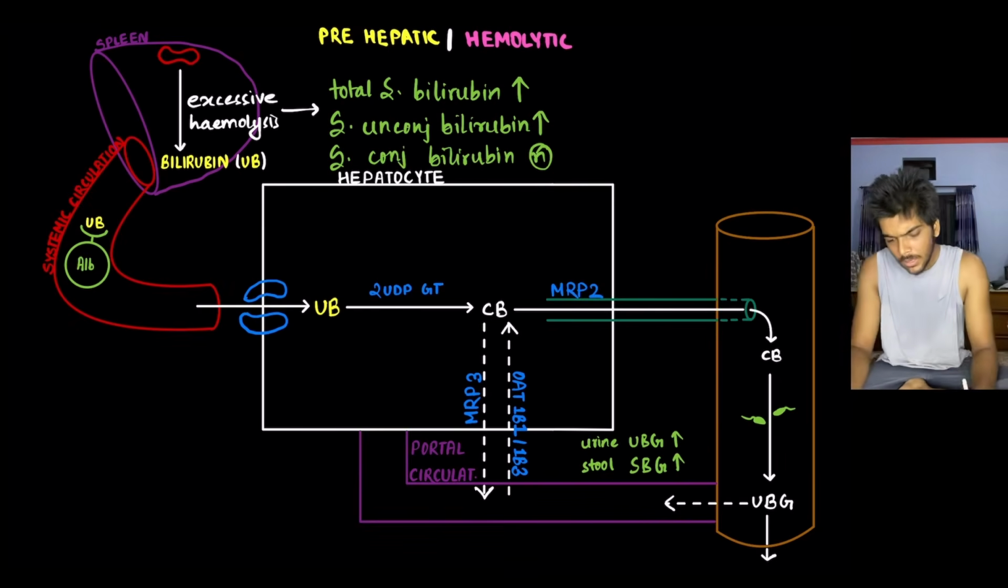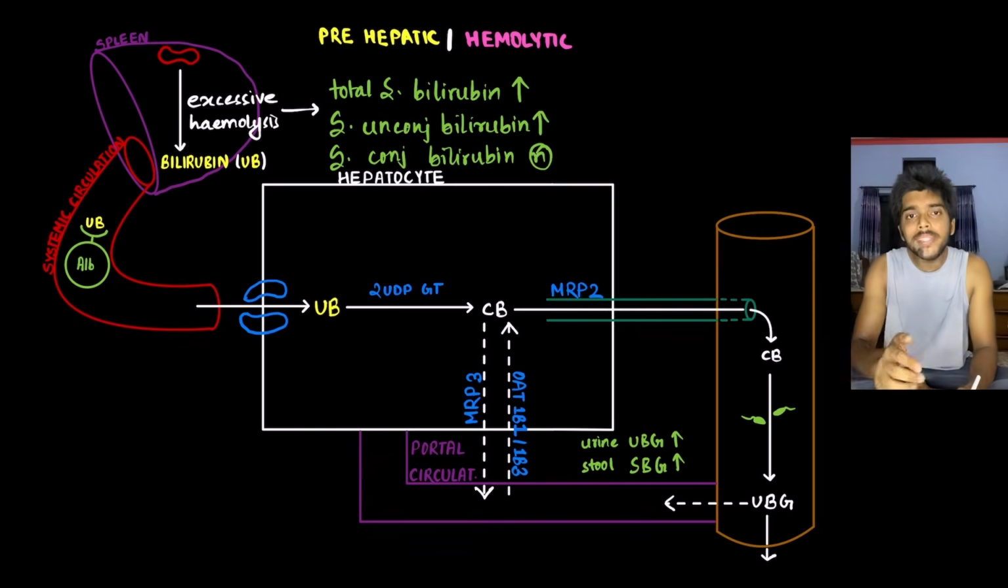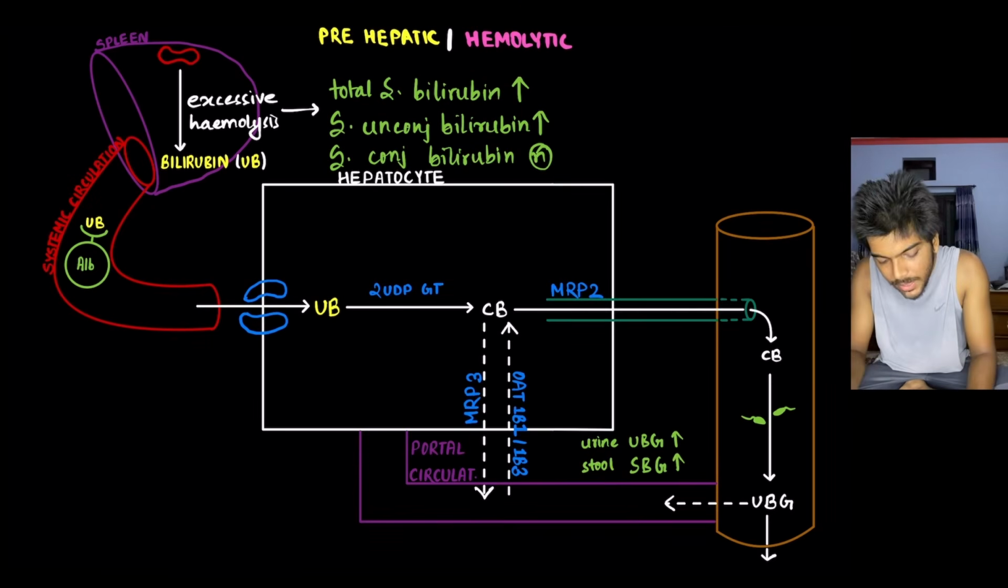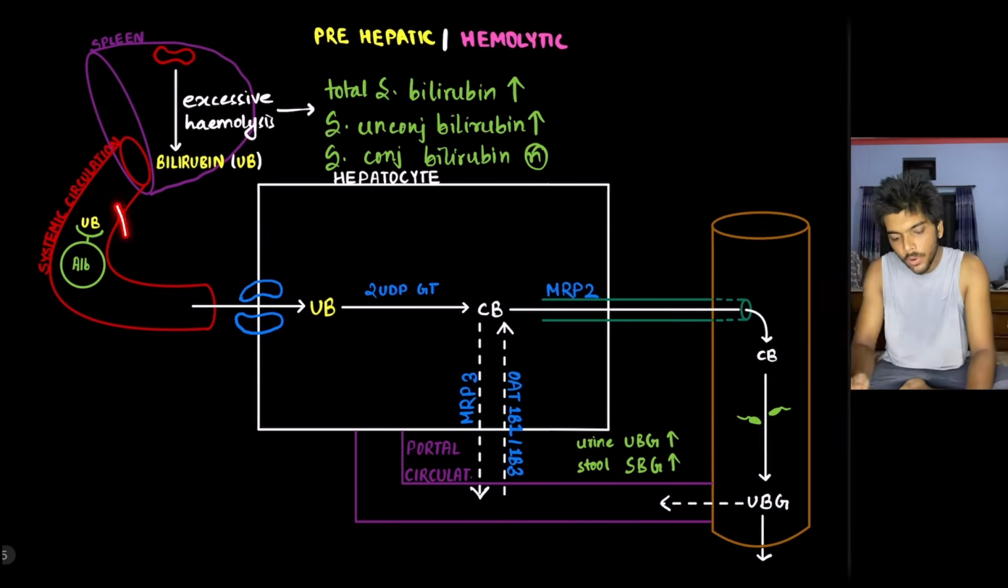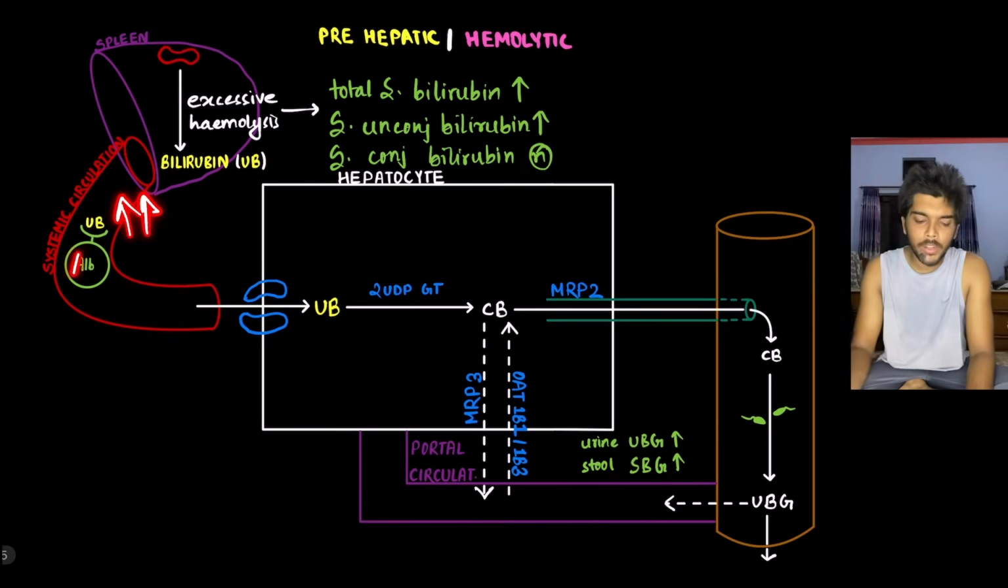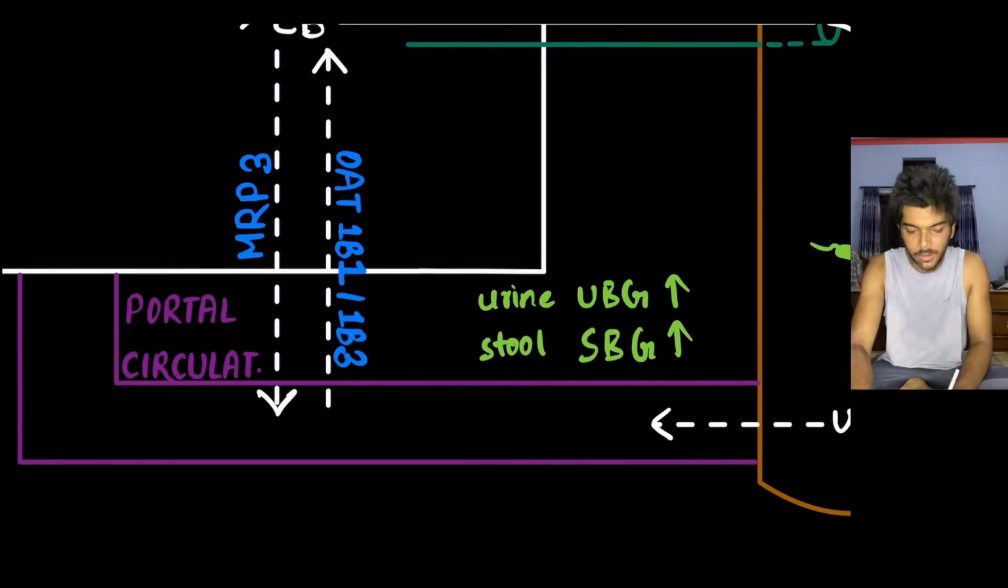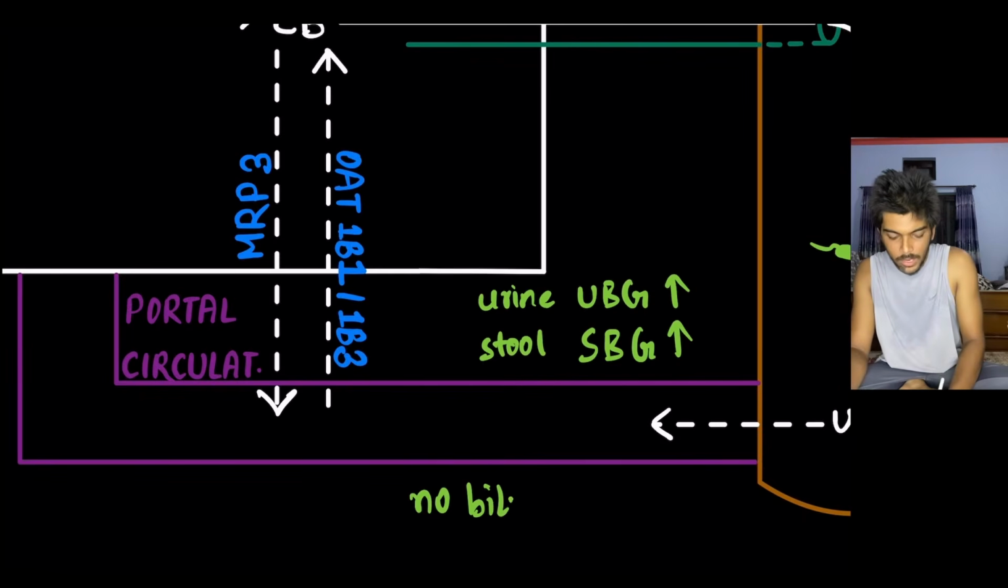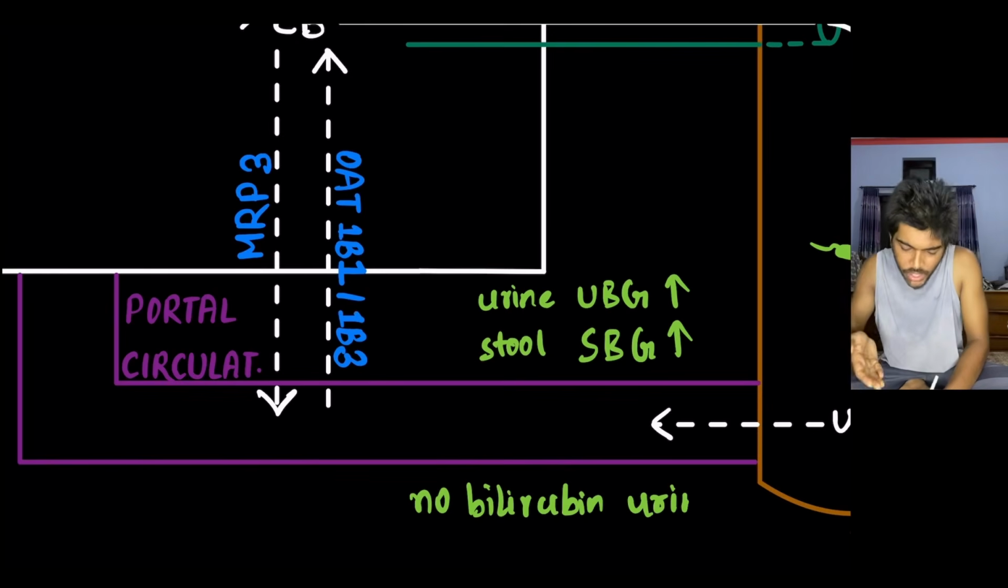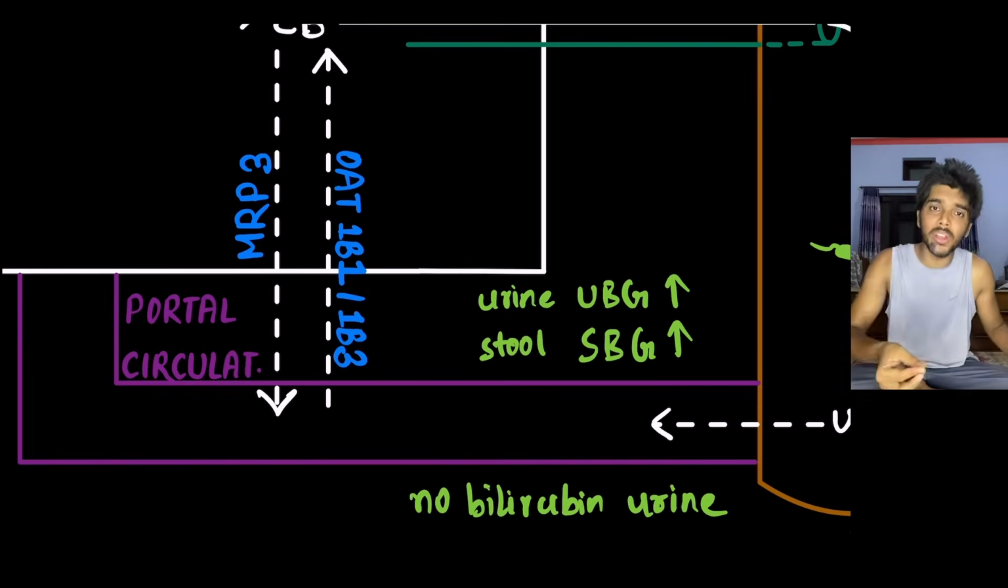Now, in prehepatic jaundice or hemolytic jaundice, there is rise in which bilirubin? Unconjugated bilirubin. I said that unconjugated bilirubin is bound with albumin, so it can't spill into urine. So there is no bilirubin in urine. Again, if urine has bilirubin, it is conjugated bilirubin, because it is only conjugated bilirubin which is water soluble and an excretable form that can be in urine. Unconjugated bilirubin can't be in urine.